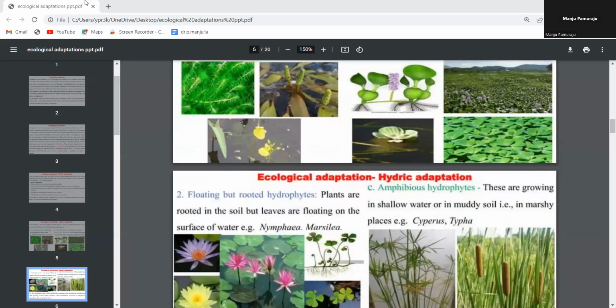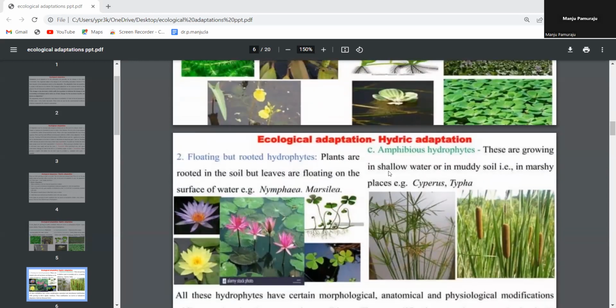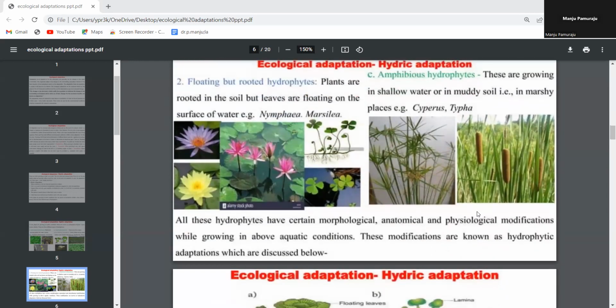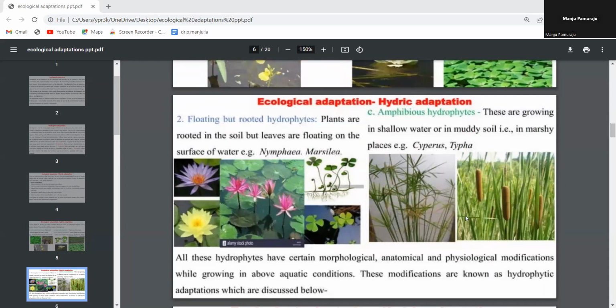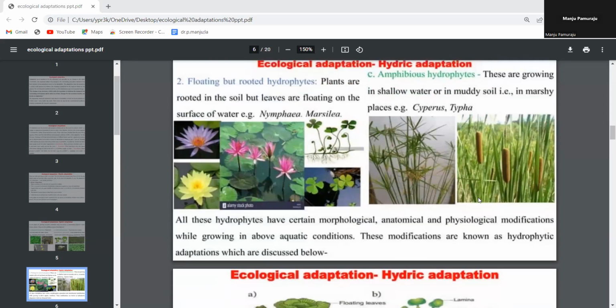The next one is the amphibious hydrophytes. Amphibious plants grow in shallow water or in muddy soil. Both soil and water are present, that is, in marshy places. Examples are Cyperus and Typha. These hydrophytes grow in marshy places, where water and muddy soil are present.